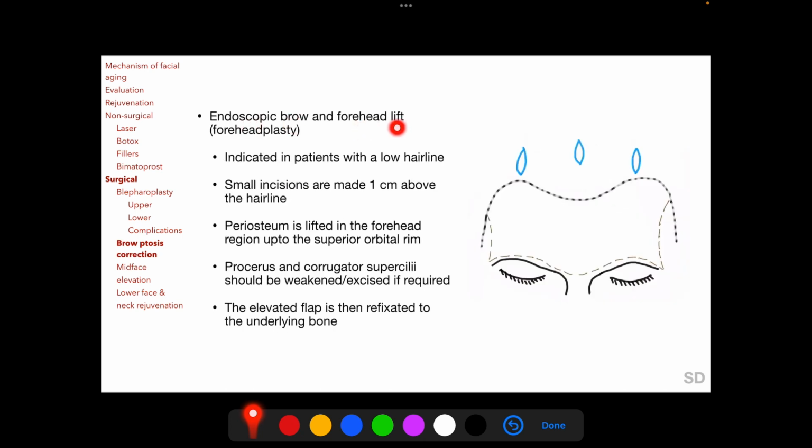Endoscopic brow and forehead lift, also called forehead plasty, is indicated in patients with a low hairline, and in this technique small incisions are made 1 cm above the hairline. The periosteum is lifted in the forehead region up to the superior orbital rim. The dotted lines in this diagram show the extent of periosteal elevation. The procerus and the corrugator supercilii should be weakened or excised if there are significant vertical rhytids, and the elevated periosteal flap is then refixated to the underlying bone, giving a forehead lift.